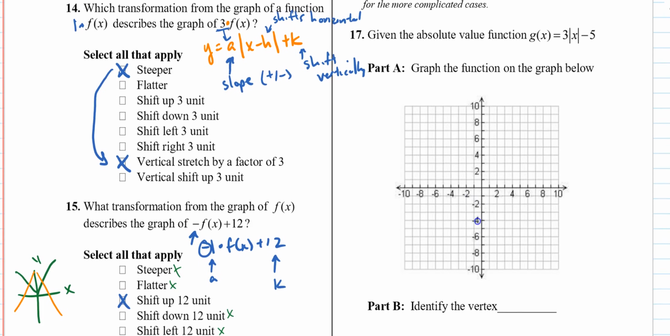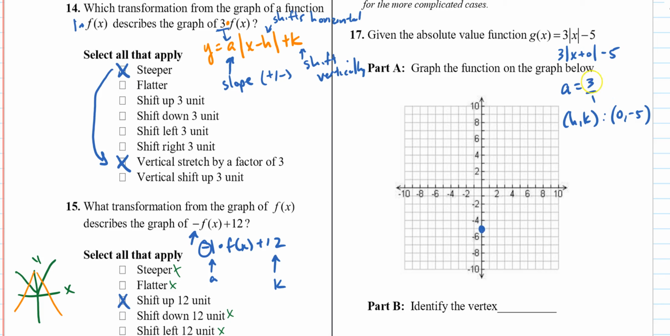Moving on to 17, given the absolute value, graph the function below. So remember, to graph an absolute value function, we want A, which in this case is 3 over 1, and we want that HK vertex, which in this case, that's like saying 3 times the absolute value of x plus 0 minus 5. My vertex is going to be at 0, negative 5, which is here.